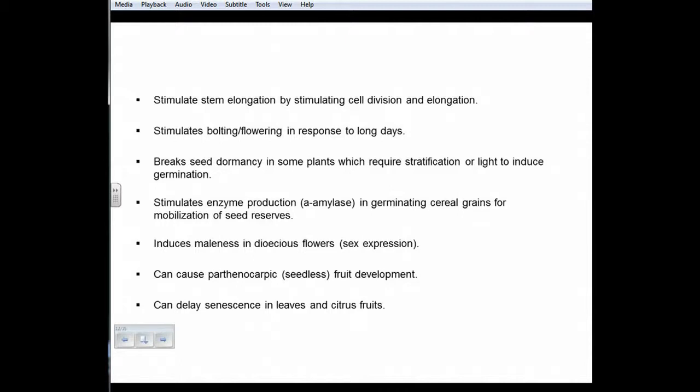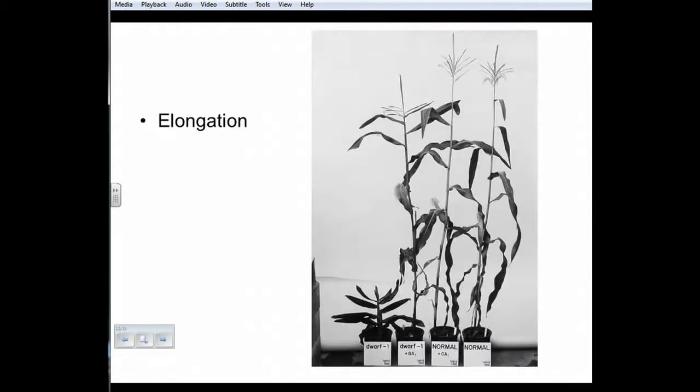I don't know, is that used in cucurbits? Anybody know if it will actually cause fruit set? I don't know. It's used for some crops, I know that. And it also can act to delay senescence. So gibberellin is sort of what we call a growth hormone. Elongation.